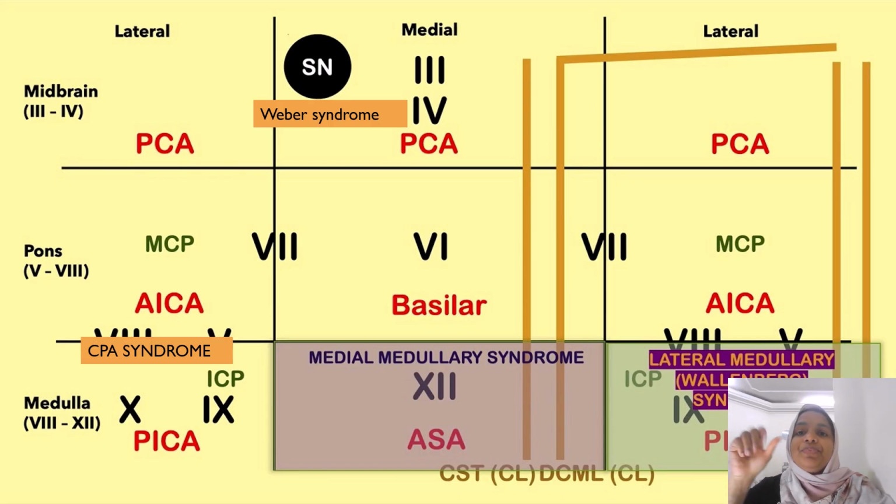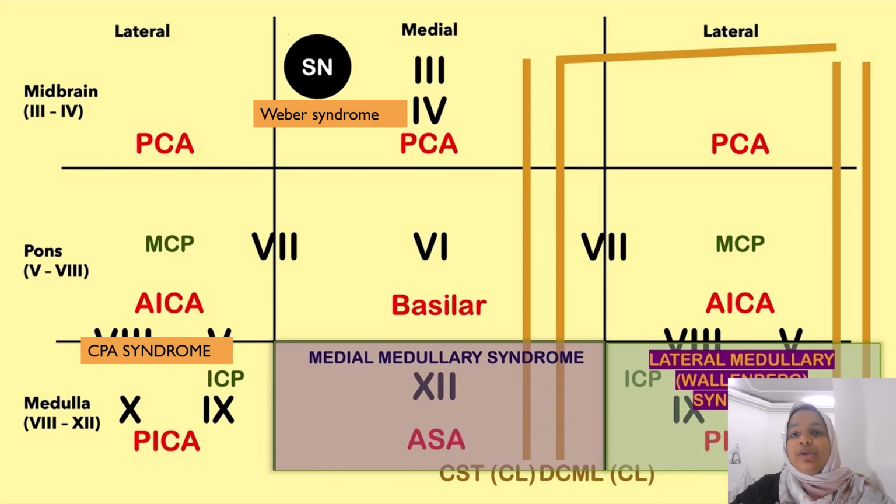Where in the brainstem? Third nerve means midbrain. Midbrain is where the third nerve nucleus is situated. So midbrain. Where in the midbrain? Medial part of midbrain, because the third nerve is medial, and the motor pathway is also medial. So medial midbrain syndrome, which is otherwise called Weber syndrome. So contralateral hemiplegia with ipsilateral third nerve palsy is otherwise called Weber syndrome.